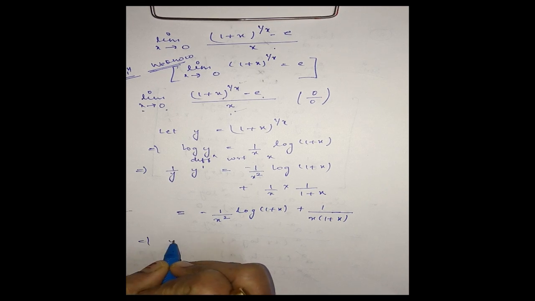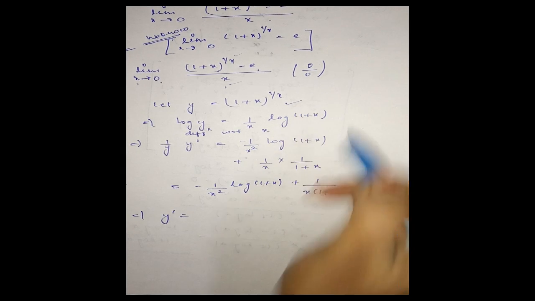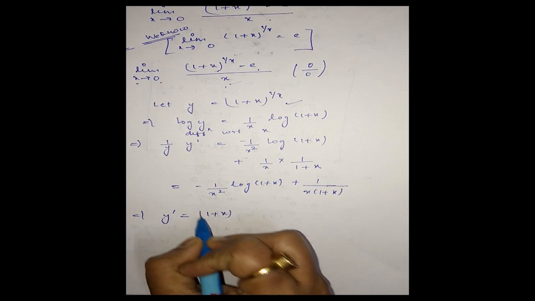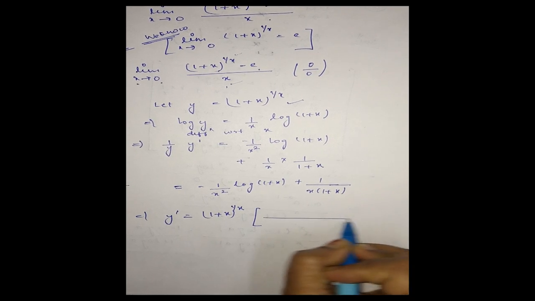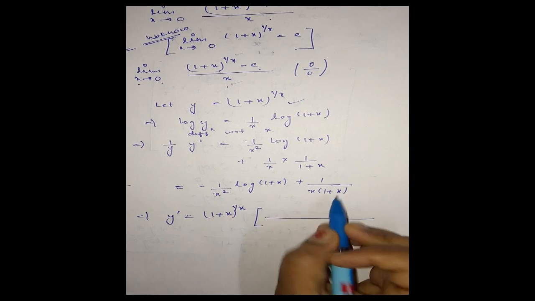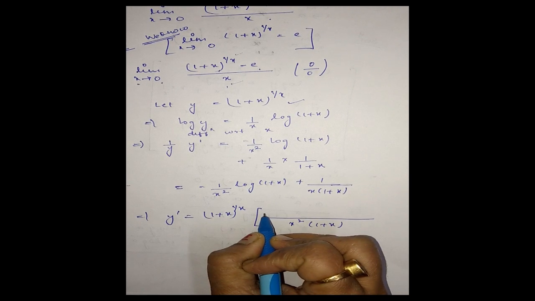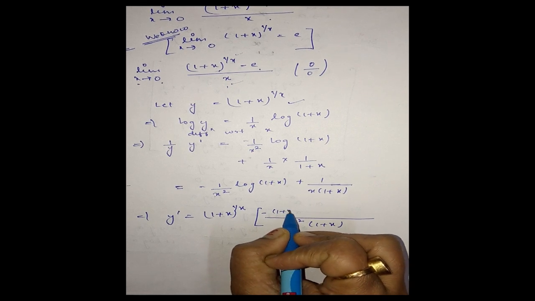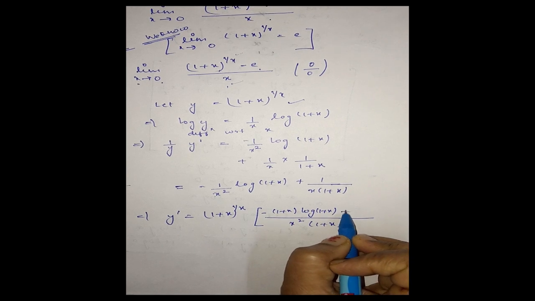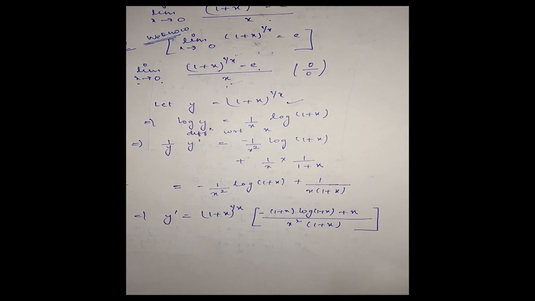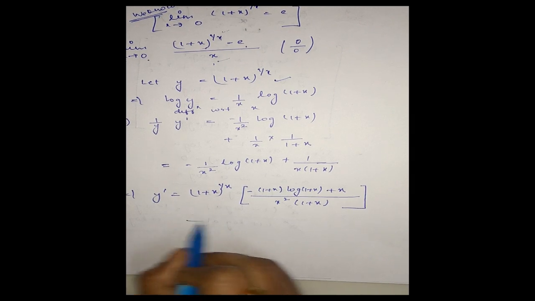Now y dash is equal to y into, and y was (1 plus x) power 1 by x, into, taking this LCM, x square into (1 plus x). Here we get minus (1 plus x) log (1 plus x), and here plus x. This is my y dash.